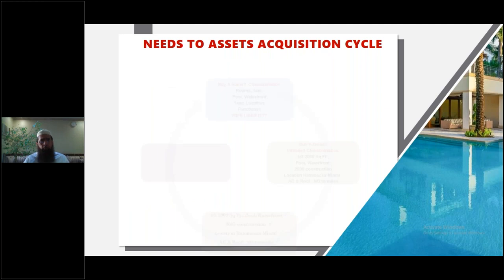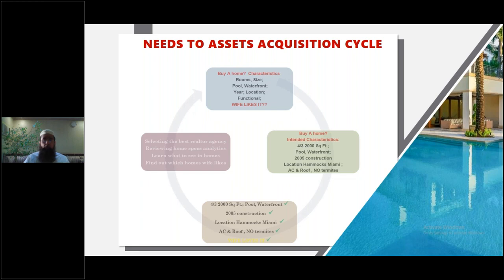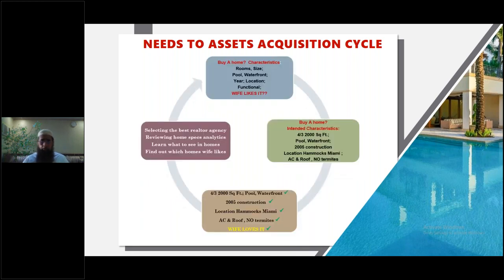So let's look into a very simple concept here. We're going from needs to asset acquisition. Let's say I'm trying to buy a home. So what are the characteristics? Room size, do I need a pool or waterfront? What's the year of construction? What's the location? And is it a functional home? And the most important, does my wife like the home or she does not? So from these characteristics, which are actually the needs, we develop outcomes, the learning outcomes.